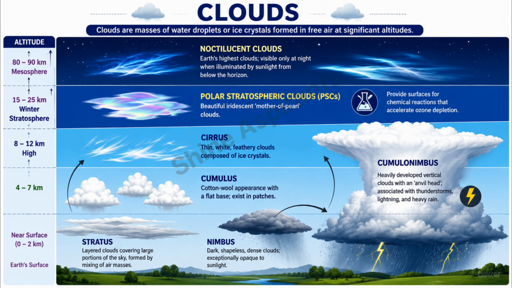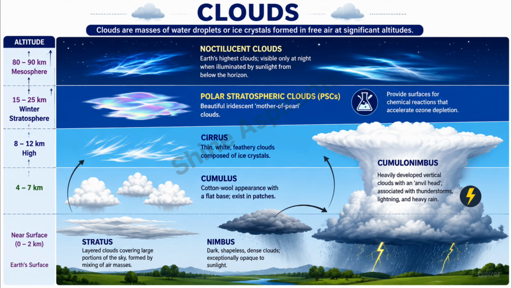Clouds. Clouds are masses of water droplets or ice crystals formed in free air at significant altitudes. Noctilucent clouds, 80 to 90 kilometers, mesosphere. Earth's highest clouds, visible only at night when illuminated by sunlight from below the horizon. Polar stratospheric clouds, PSCs, 15 to 25 kilometers, winter stratosphere. Beautiful iridescent mother-of-pearl clouds. Provide surfaces for chemical reactions that accelerate ozone depletion.